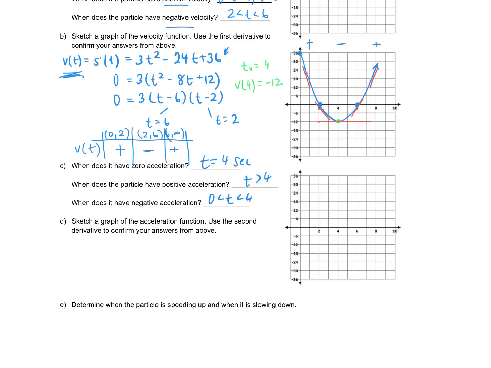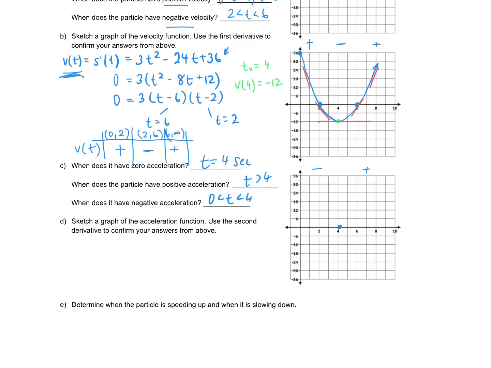We're going to sketch the graph of acceleration, and we're going to use the second derivative to confirm our results. So there's one point I already know. At 4 seconds, acceleration is 0. Then I know afterwards it should be positive, before it should be negative. So I'm expecting a line.